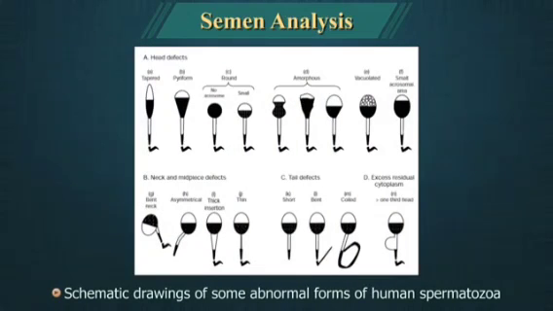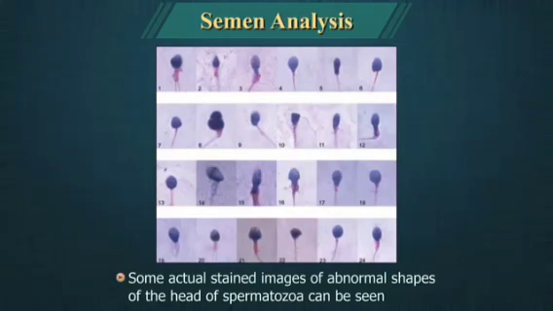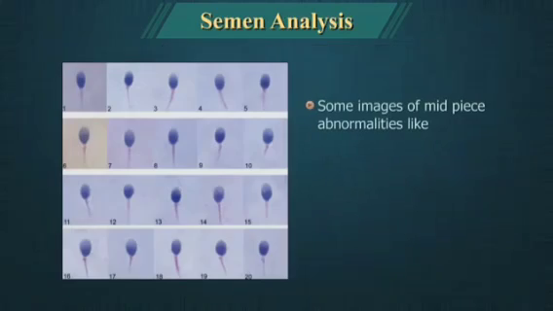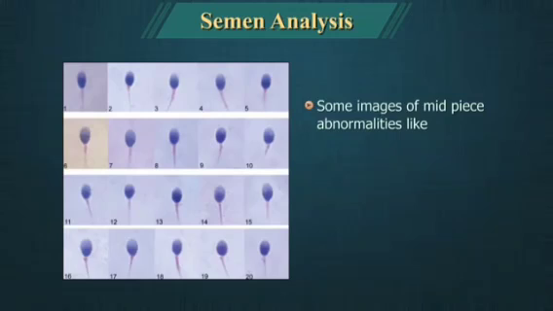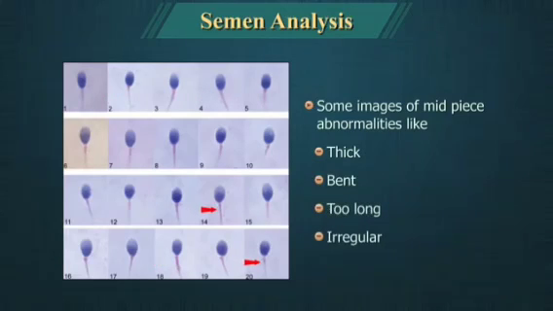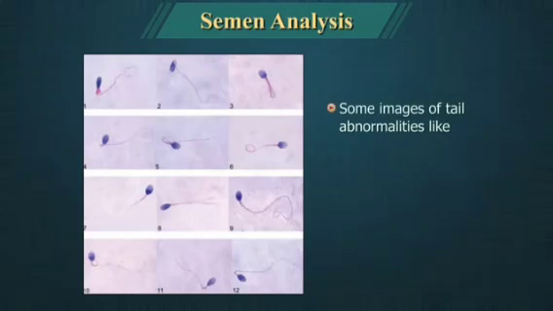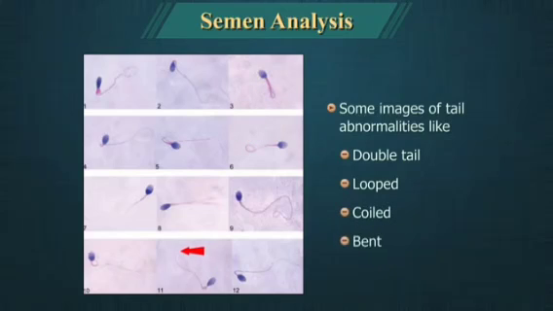Here you can see a schematic drawing of some abnormal forms of spermatozoa. Some actual stained images of abnormal shapes of the head of spermatozoa can be seen. Some images of mid-piece abnormalities like thick, bent, too long or irregular, etc. Some images of tail abnormalities like double tail, looped, coiled, bent, etc.